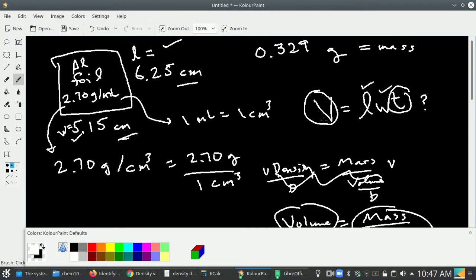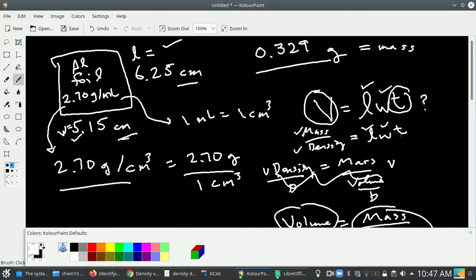So here I go. Mass over density equals LWT. Do I know the mass? Why, yes, it's right there. Do I know the density? Why, yes, it's right there. So mass over density equals LWT. Do I know L? Yes. Do I know W? Yes. Now I just have to know T. So I'm going to solve this equation for T.